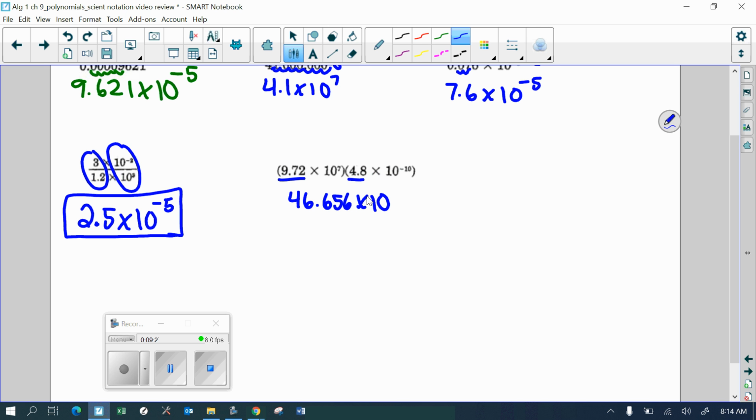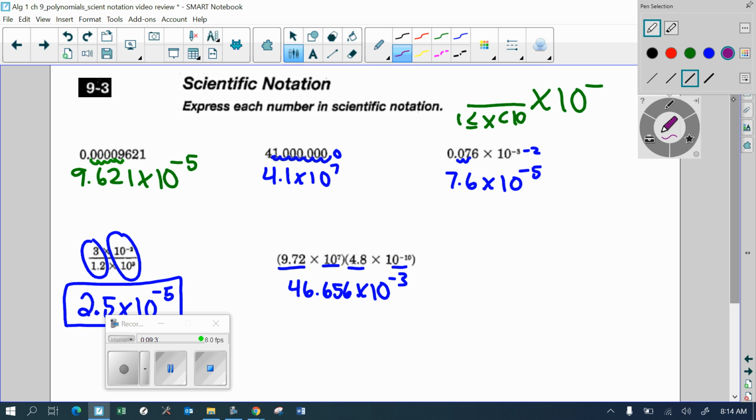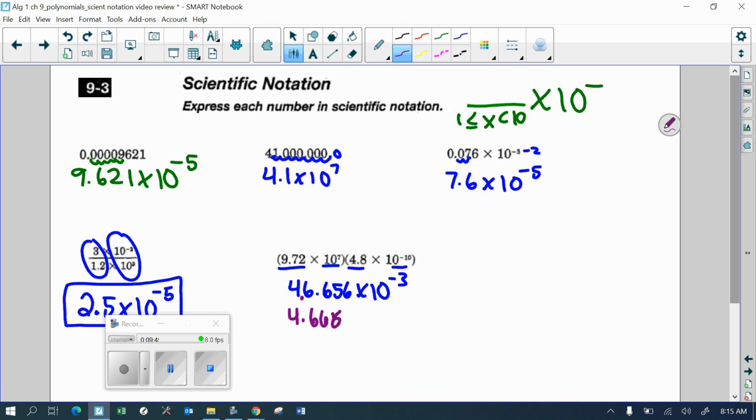Since I'm multiplying, I'm adding the exponents. 7 minus 10 is negative 3. You might think, oh, that's scientific notation. No, it's not. Why is it not? Because its first number is not between 1 and 10, 1 inclusive. So it's 4.6656 times 10. Well, how do I move it back? I'm going 1 to the right, so I'm adding 1 to this. Negative 3 plus 1 is negative 2. There's the answer right there.